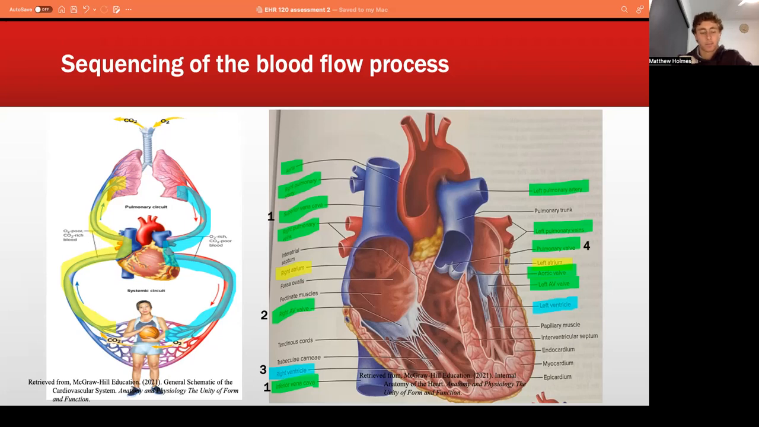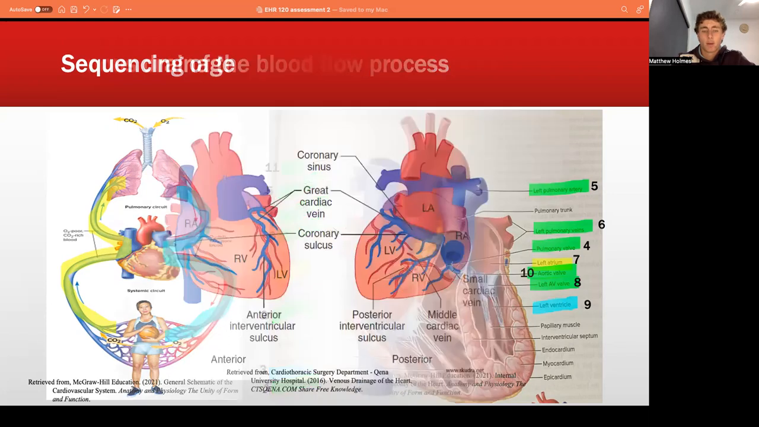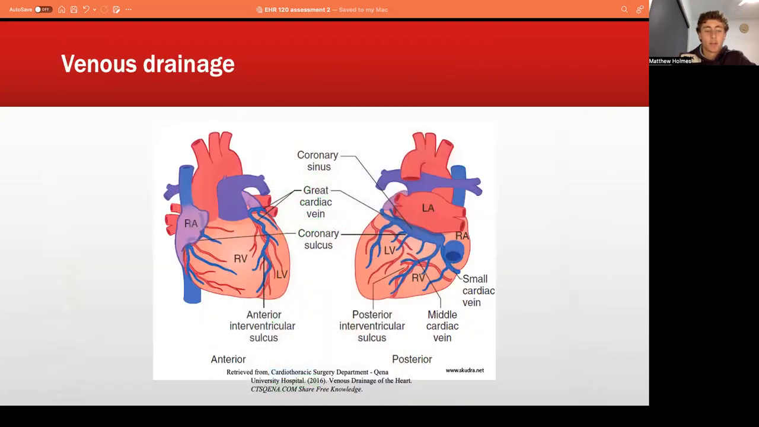So now we move on to the systemic circuit, which is where the oxygenated blood travels from the lungs through the pulmonary vein and into the left atrium. The blood travels through the mitral valve and into the left ventricle, where it fills and closes the mitral valve, which opens the aortic valve. The blood leaves the heart through the aortic valve and into the aorta, where it flows to the rest of the body. So on the slide, the steps have been numbered 1 to 11.